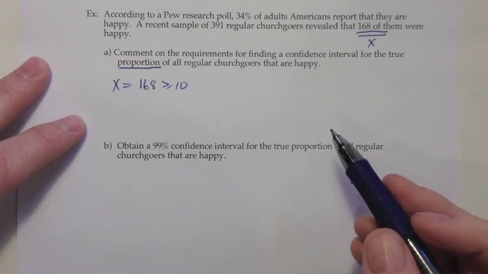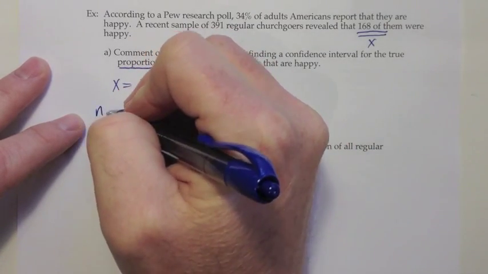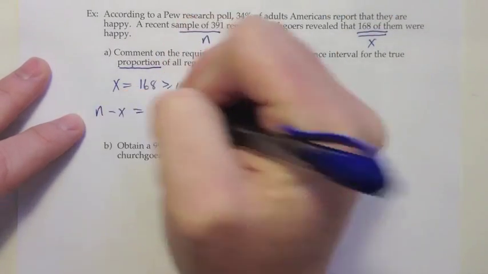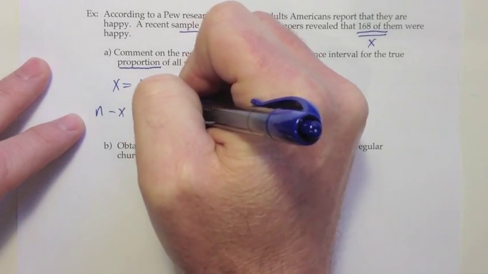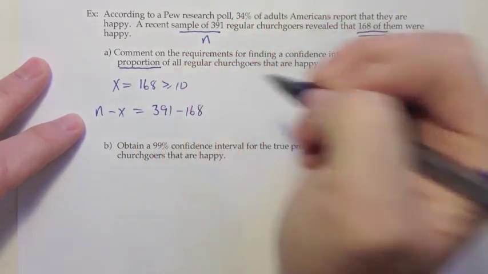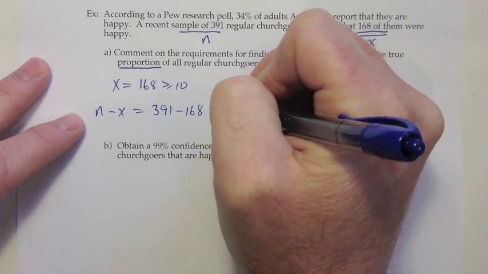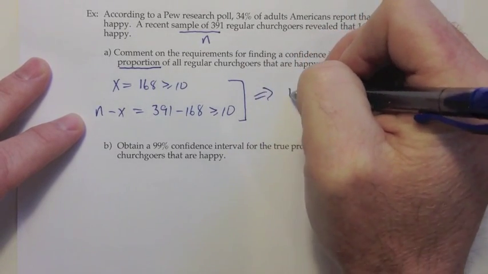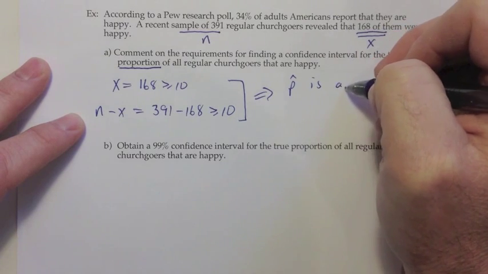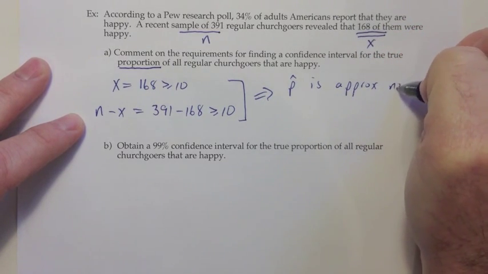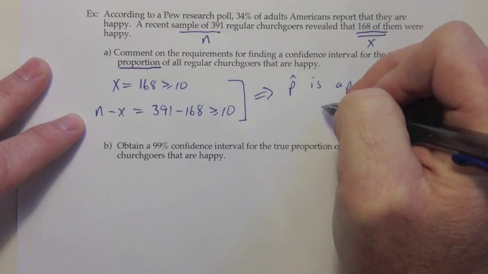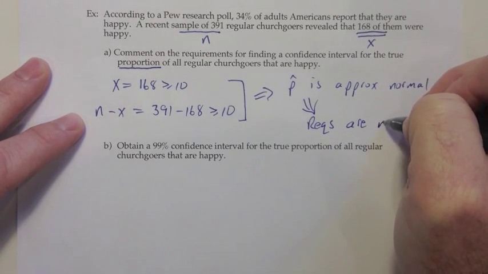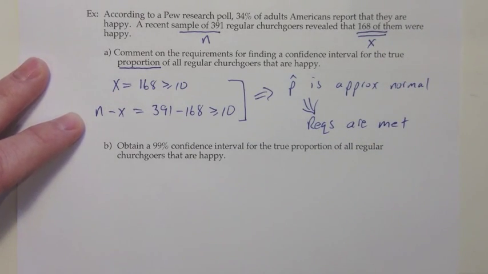And then we also need at least 10 failures in our sample, and to look at that we look at n minus x, and we have a sample of 391, so that's our n. So n minus x is 391 minus 168, and that would be 200 and something. Certainly it would be bigger than or equal to 10. So because both of those are at least 10, that implies that p hat is approximately normal. And if p hat is approximately normal, that implies that the requirements are met. So we're good to go on this one.